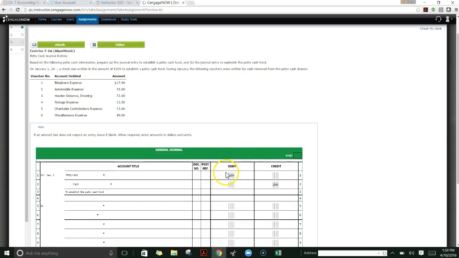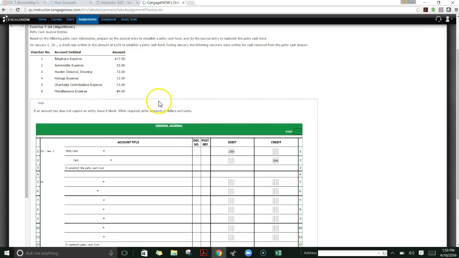The other entry occurs during the month or at the end of the month when it gets pretty low and we don't have much cash left in the drawer. So then we need to take all of the petty cash slips out and debit those expenses and then credit the cash. In this case we'll start with telephone expense. Each time you take cash out of that petty cash drawer, you need to complete a slip and say what it was for, so that you can do these journal entries later when you replenish it.